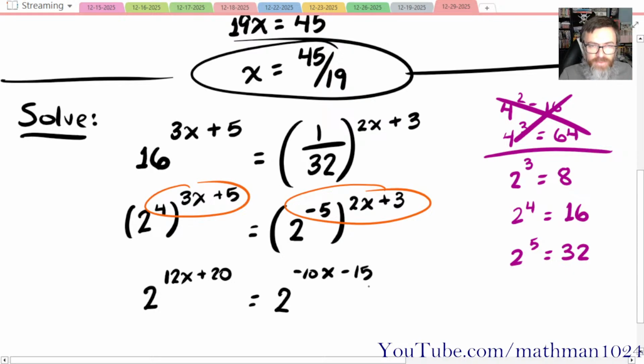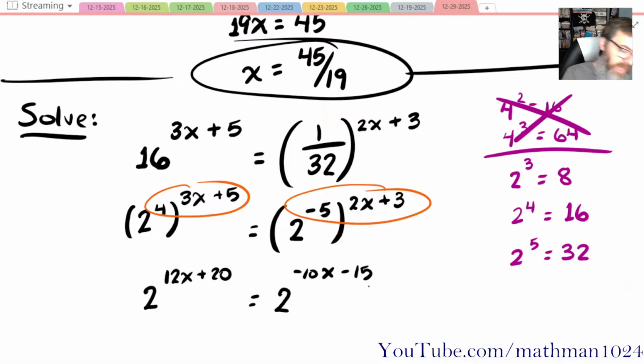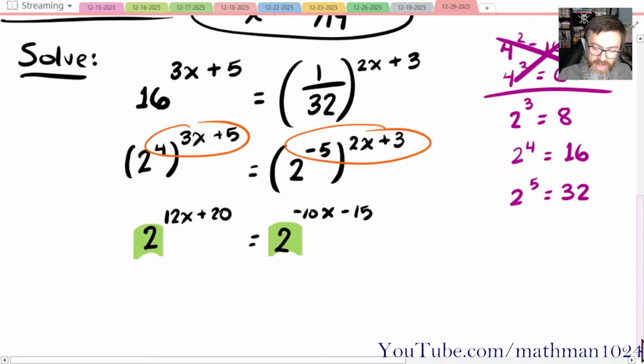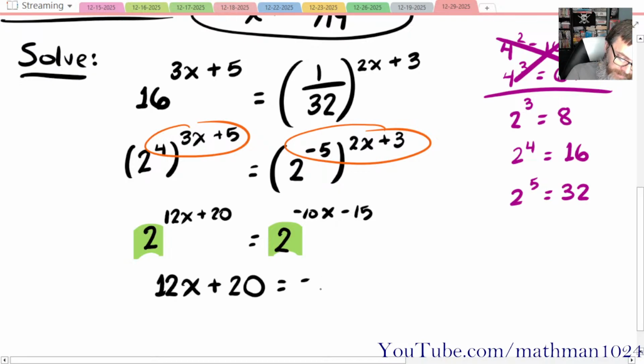Let's make sure I did the math right there. Looks good. And now you have the same base on both sides. So we set those powers equal to each other. 12x plus 20 equals negative 10x minus 15.